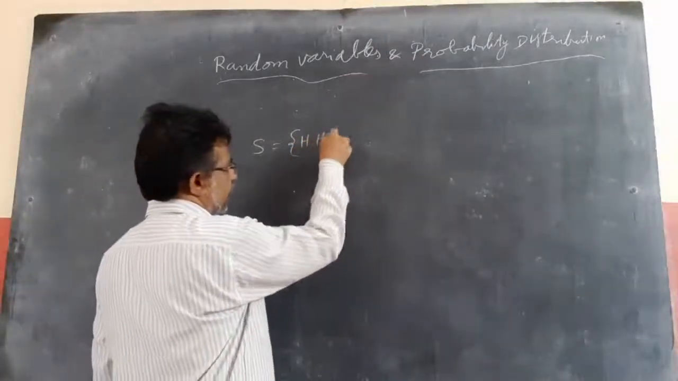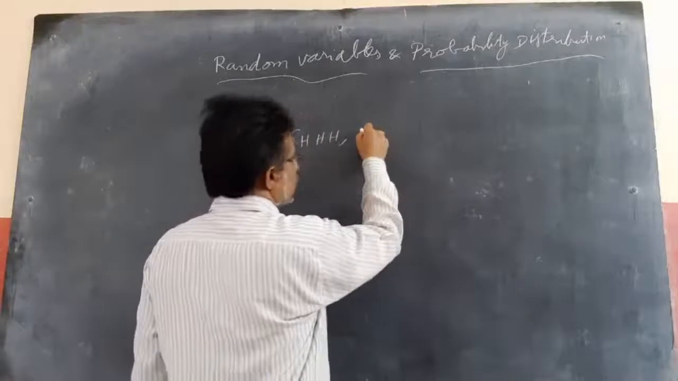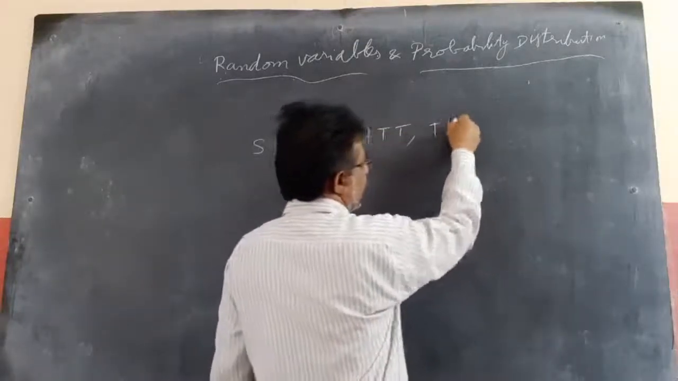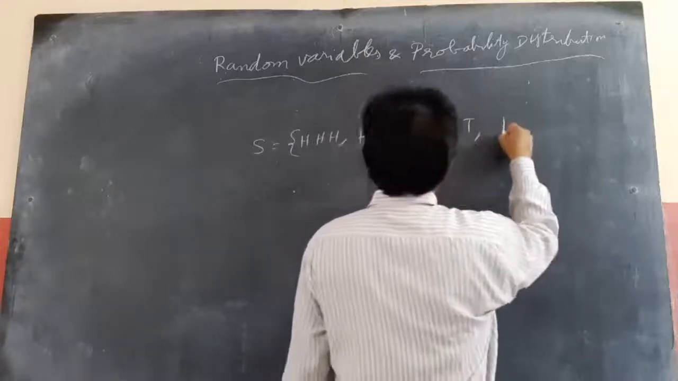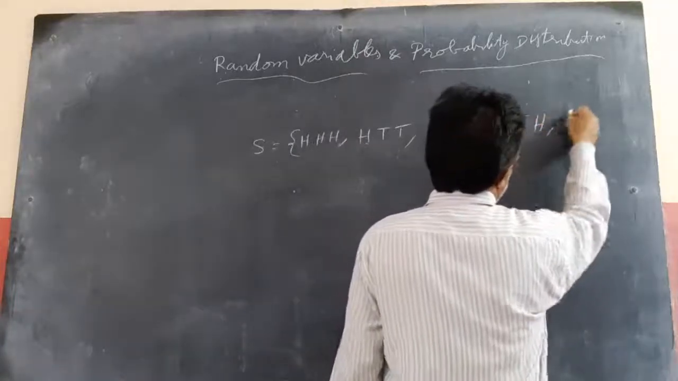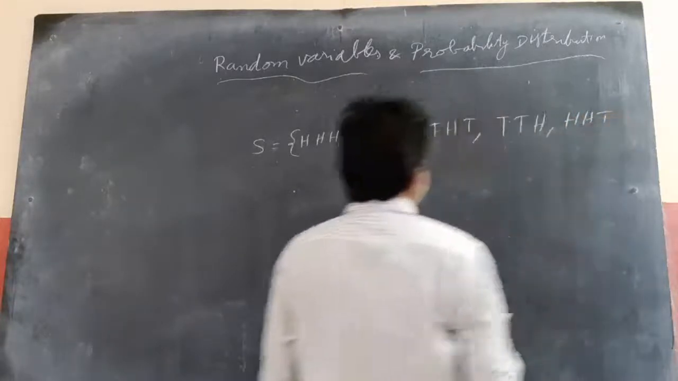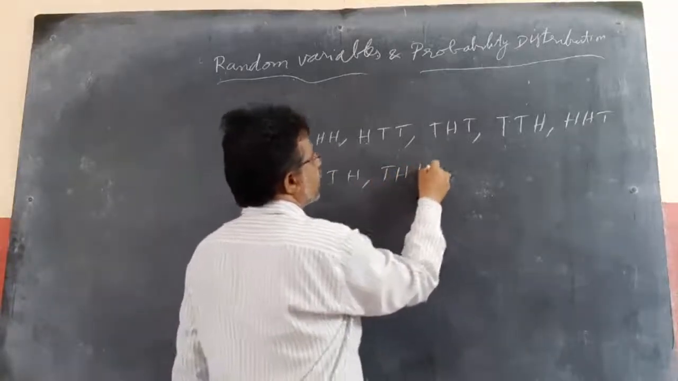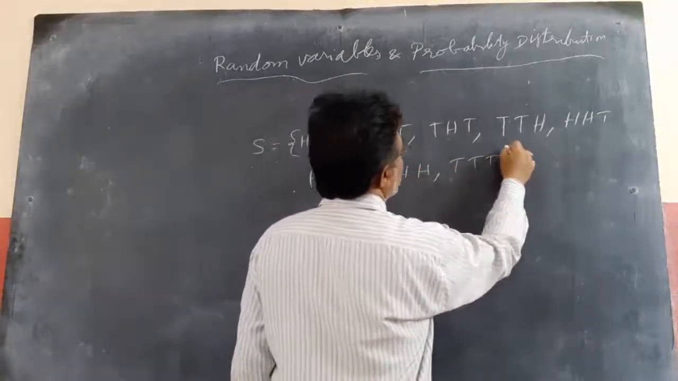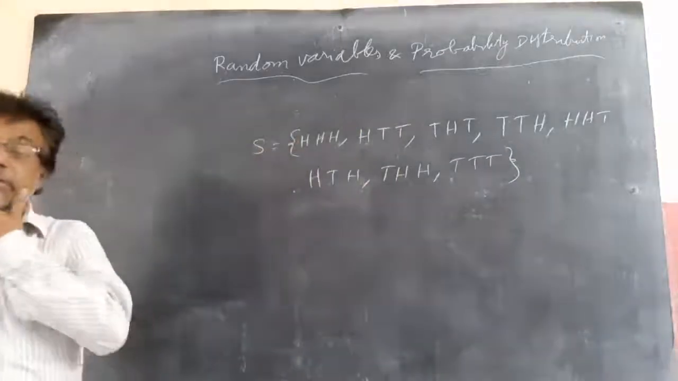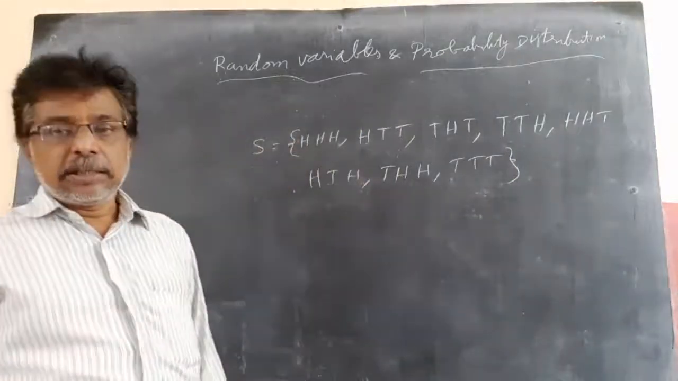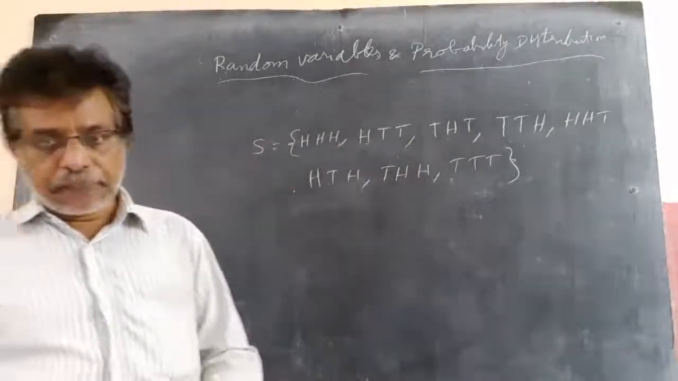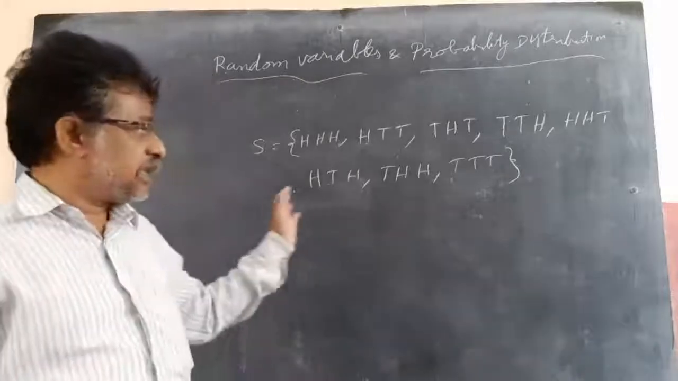We can get head, head, head, or head, head, tail, and so on. These are the possible outcomes when a coin is tossed. We already discussed it. This is the sample space when a coin is tossed thrice. If we toss a coin three times, these are the outcomes.